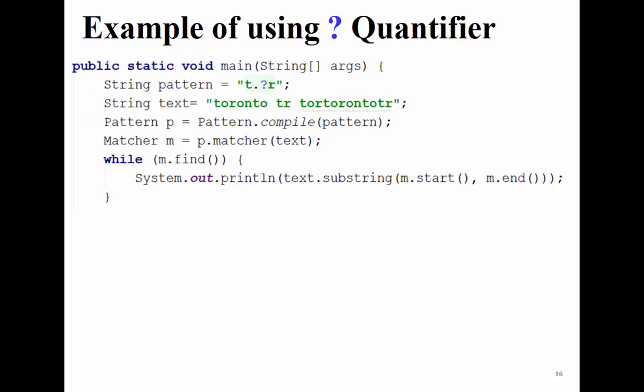Now, if we add a quantifier to this, we're saying once or not at all. That is the meaning of this quantifier. So we need any character between T and R once or not at all. That is the meaning of the question mark. Will the result of the search change or stay the same? What do you think?